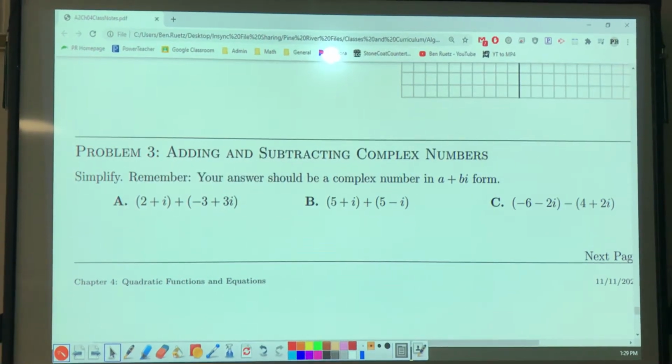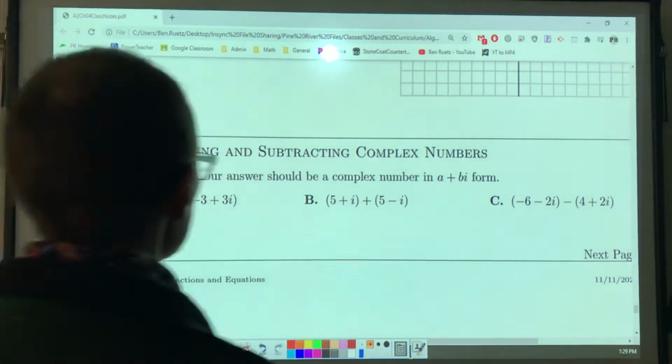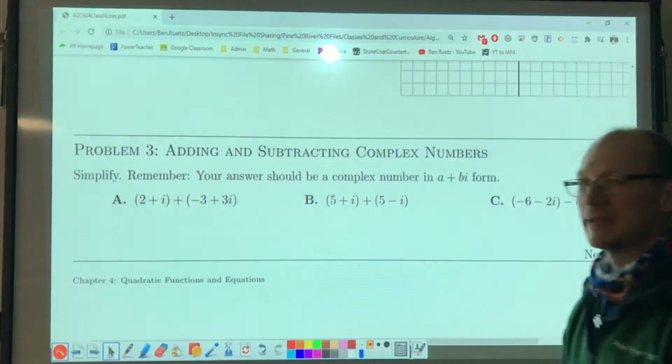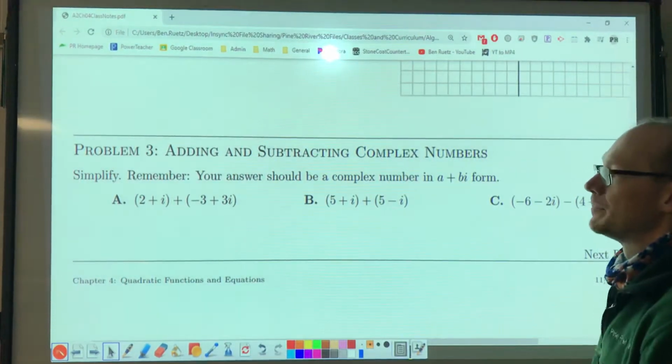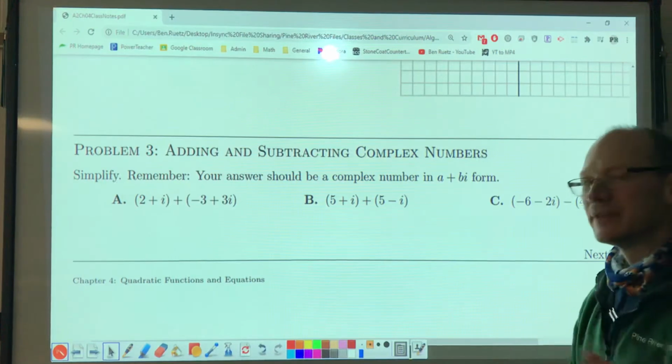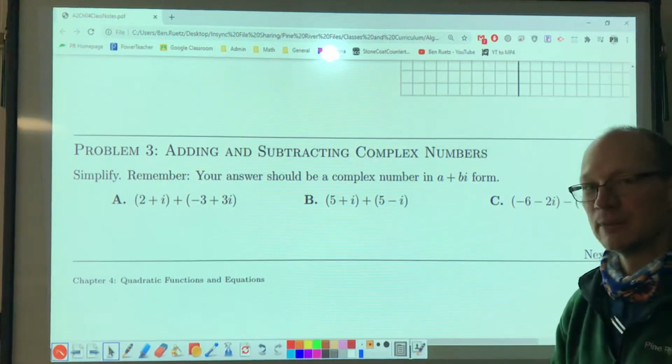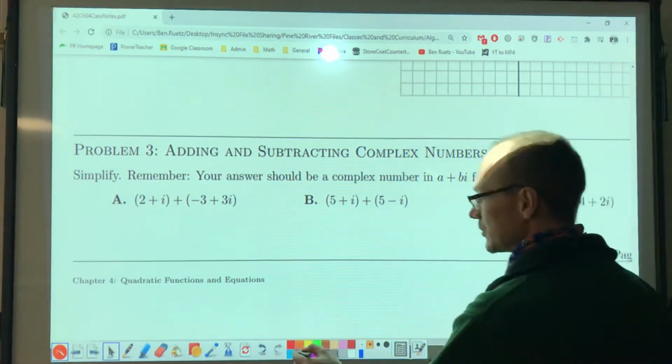All right, here we go. Complex numbers part 2. I skipped over the graph for now. I think I'll just let the book handle that. When you're adding and subtracting these, just treat the i as an x. Just treat it as a variable and combine like terms. That's all there is to it.